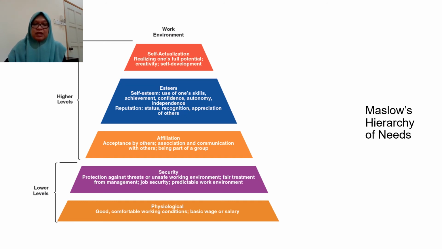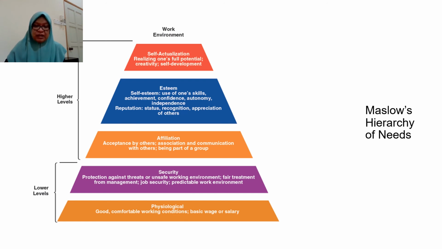After they fulfill all their physiological needs, they will try to fulfill their security needs. Security needs are protection against threats or an unsafe working environment, fair treatment from management, job security, predictable work environment, and so on. Meaning that they want to be secure by themselves. They want to have a secure job with a good fringe benefit.